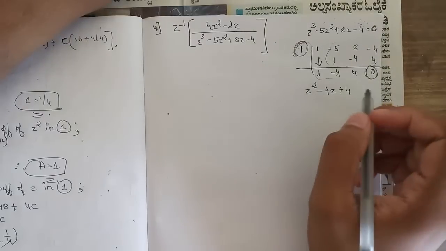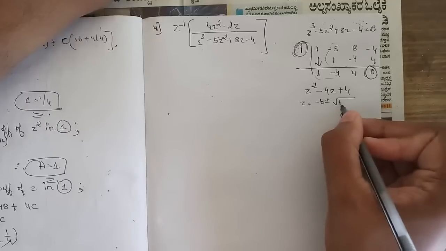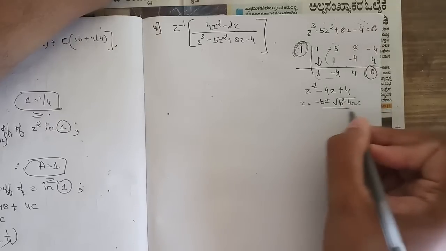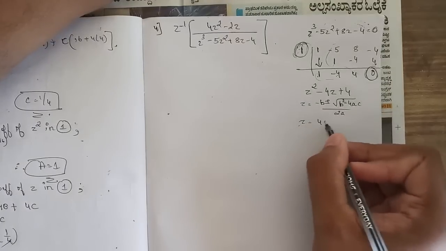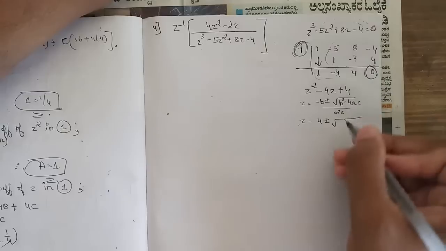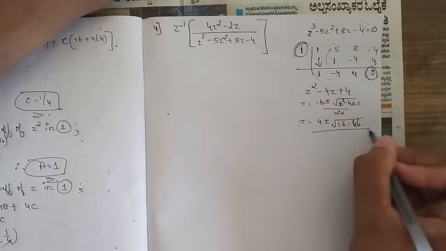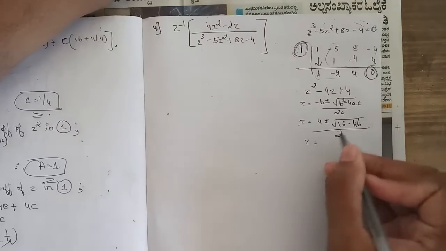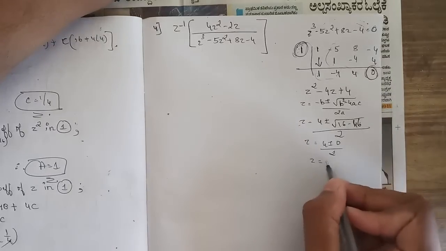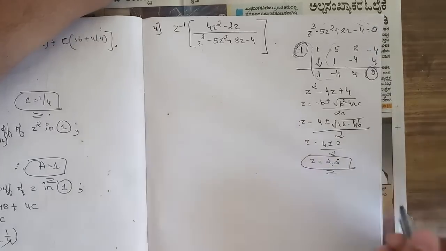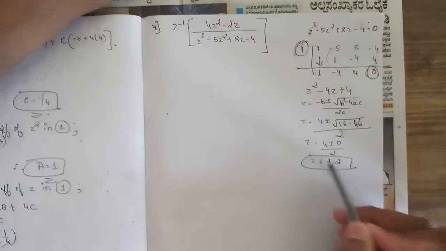Now in order to find the other two roots, we need to use the quadratic formula, that is z equal to minus b plus or minus square root of b square minus 4ac, divided by 2a, right? The same thing we are going to do here. Minus of minus 4 is plus 4, plus or minus the square root of 4 whole square, which is 16, minus 4 into 1 into 4, that is 16, divided by 2. That is equal to 4 plus or minus 0 by 2. So 4 by 2 is repeating, and the two roots we get are 2 and 2. So the three roots we get here are 1, 2 and 2.